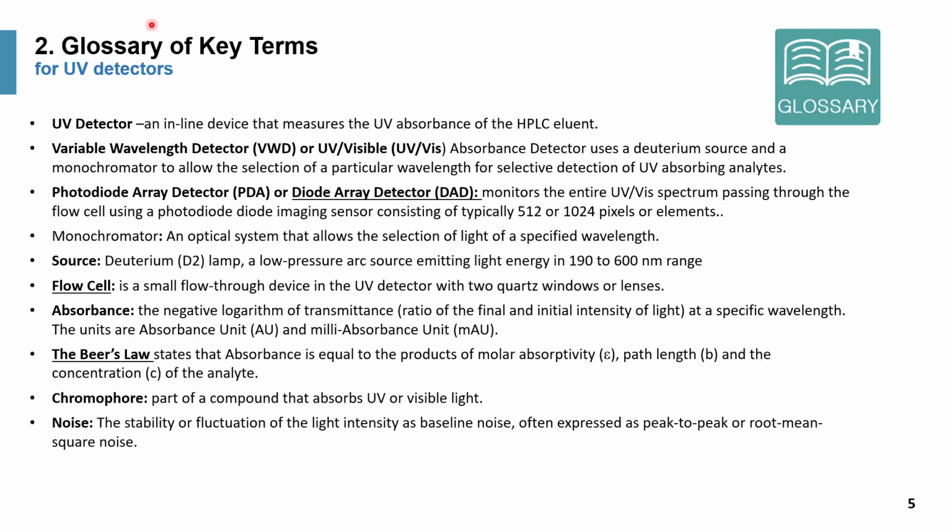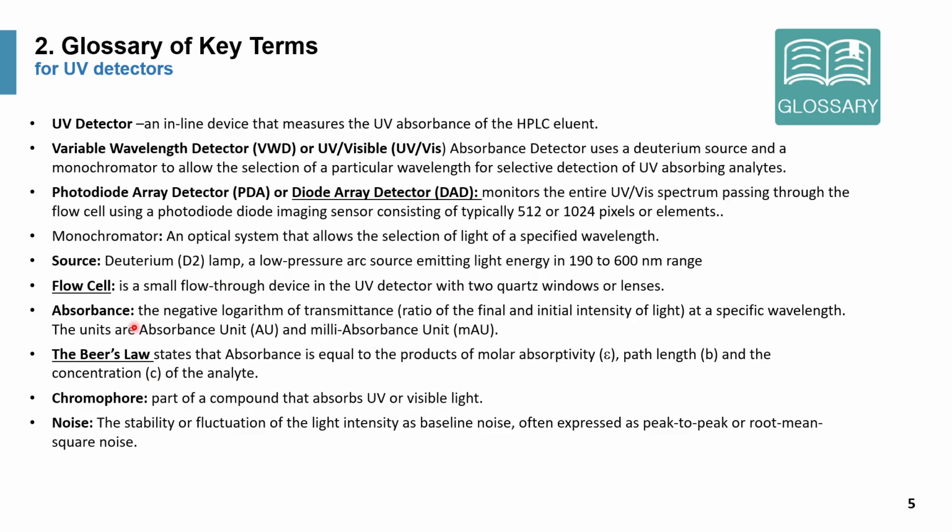Here's a glossary of key terms, and we will talk about some of the highlighted ones. We mentioned UV detector, variable wavelength, photodiode detector. A monochromator is a system in the detector that allows the selection of a particular wavelength. Source is typically a low-pressure deuterium lamp. A flow cell is a flow-through device in the detector with two quartz windows or lenses.